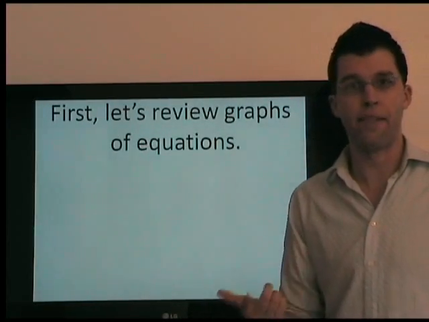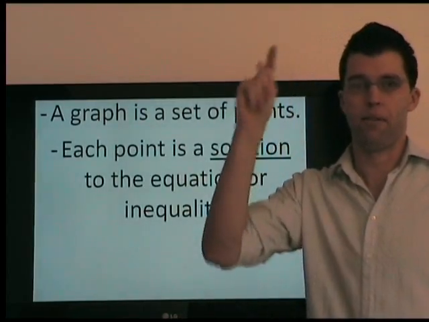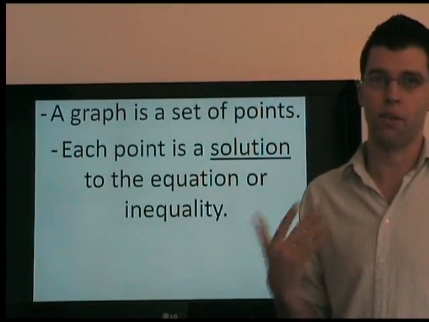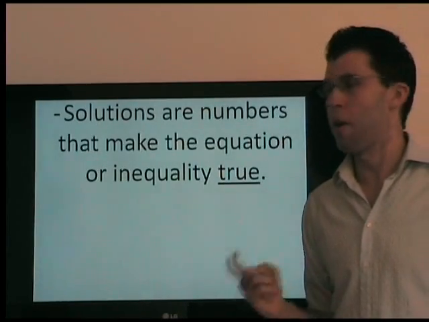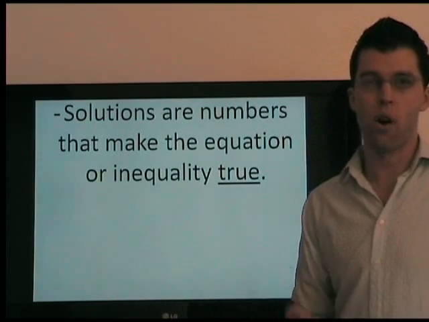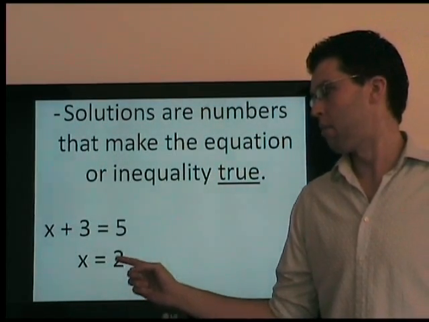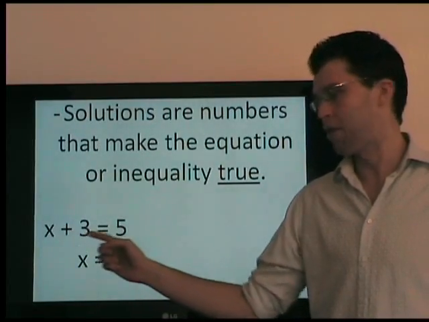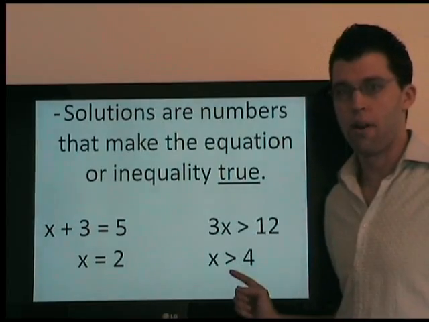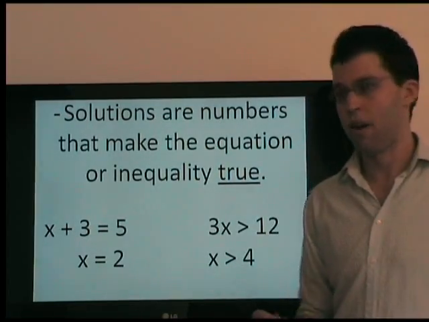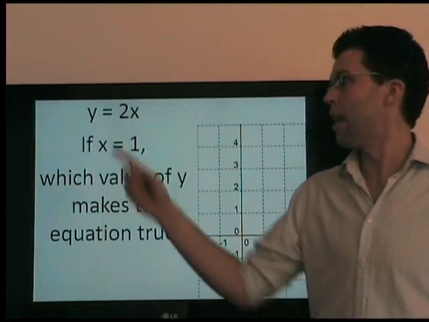Let's first review graphs and equations in general. So what's a graph? It's a set of points. Each point is a solution to the equation or inequality. What's a solution? Solutions are numbers that make the equation or inequality true. So for example, 2 is a solution here because when we substitute, 2 makes this equation true. Here, the solution set is all numbers greater than 4 because any number larger than 4 makes this true when we substitute.